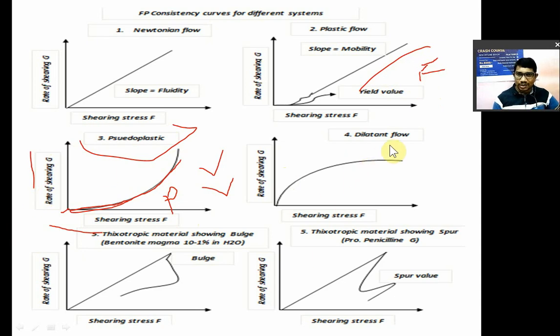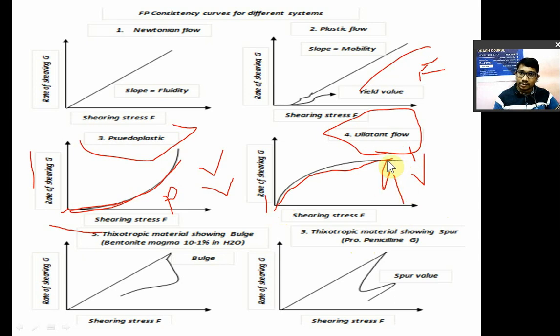Now dilatant flow is another type of non-Newtonian behavior. In dilatant flow, if you apply stress, the shearing stress will also increase, but disproportionately, so the shearing rate increases more. The curve is like this. What happens with this kind of material? If you apply stress to a material showing dilatant flow, there is an increase in the volume and viscosity.